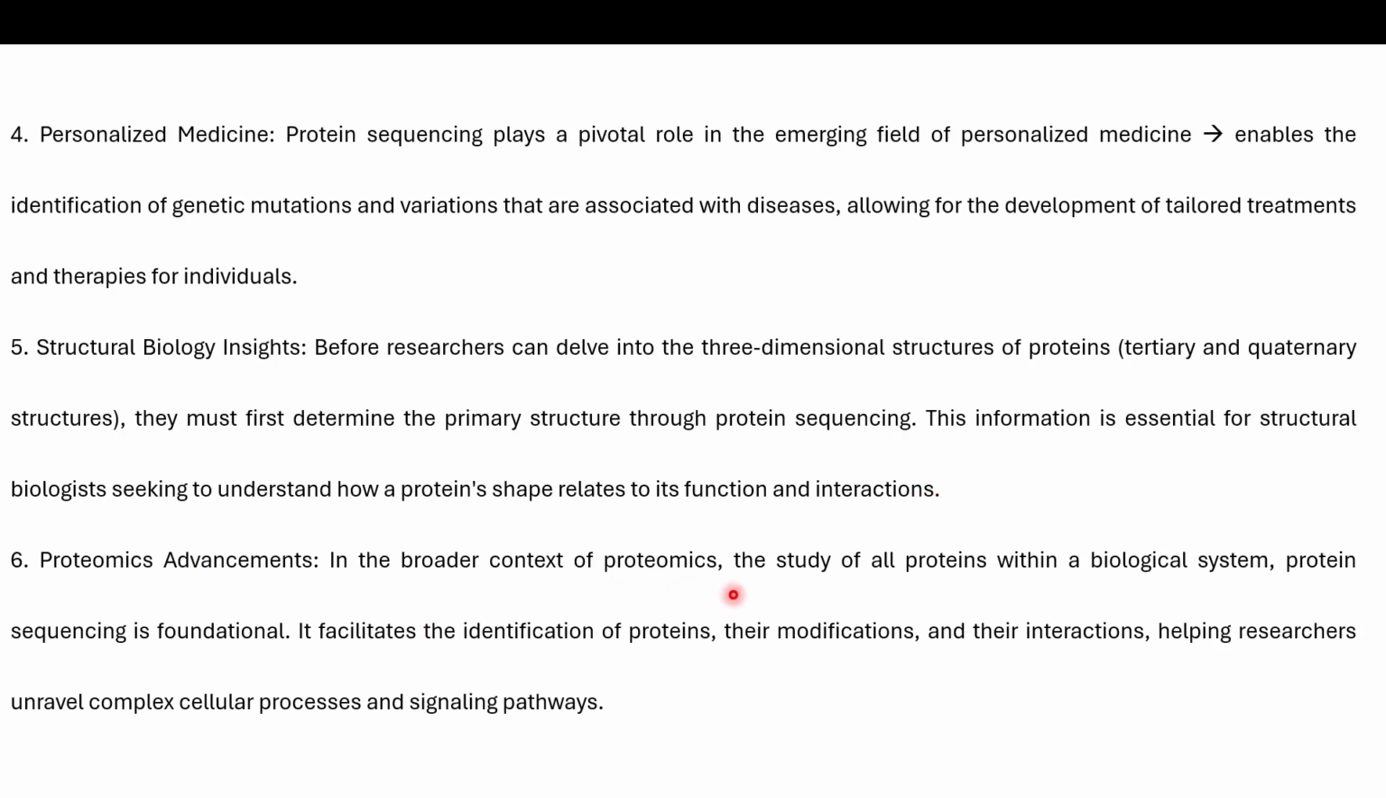And in the broader context of proteomics, the study of all proteins within a biological system, protein sequencing is foundational. It facilitates the identification of proteins, what modifications the residues are going through, and their interactions, eventually helping researchers unravel complex cellular processes and signaling pathways.